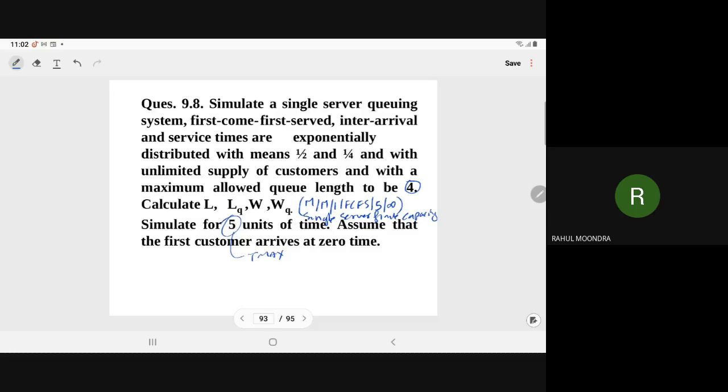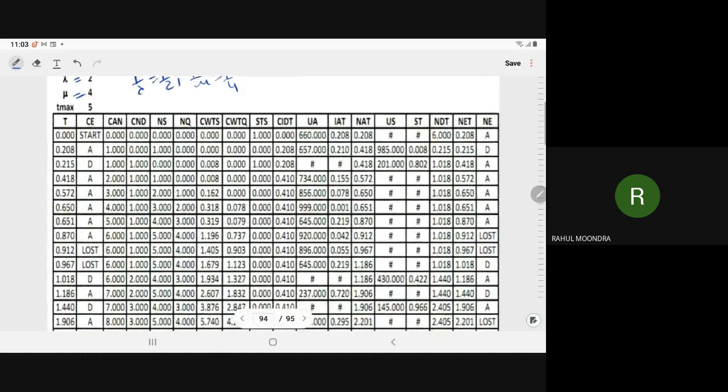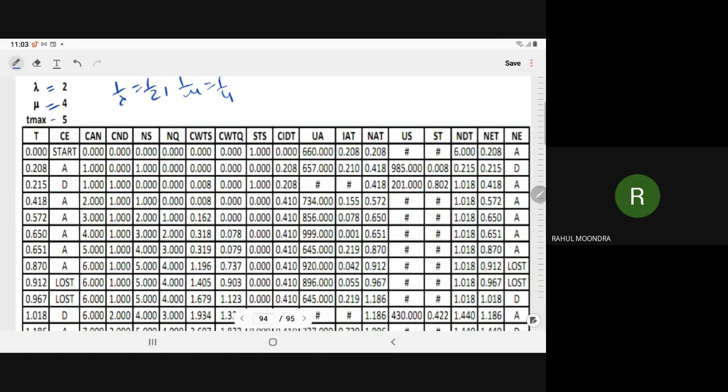Assume that the first customer arrives at time 0, meaning initially there is one customer, because when we start our clock there is one customer. In the question, it is given that 1/lambda is equal to 1/2 and 1/mu is equal to 1/4. These are the mean times, so we can determine lambda is equal to 2 and mu is equal to 4, and t max is 5. The clock starts from 0 time.